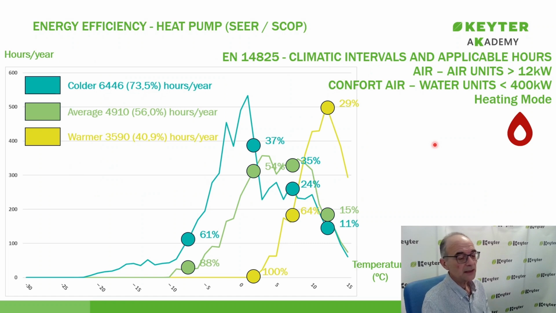For heating mode, in this case, we are talking about air-to-air units of more than 12 kilowatts and comfort air-to-water chillers of less than 400 kilowatts operating in heating mode. We find both for colder climates as well as for temperate or warm climates, different set points. All of these are based on temperatures. For example, here at -7 degrees, 2 degrees, probably around here 7 degrees, and about 12 degrees of outdoor air temperature. And what are the points and load factors at which the heat pump will operate to define those partial loads.